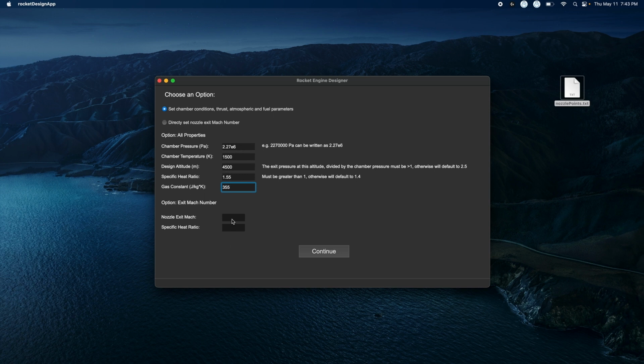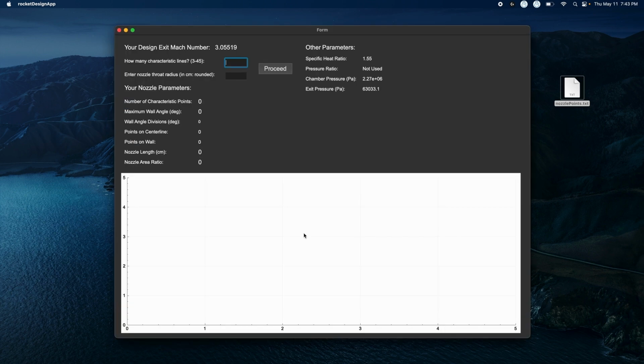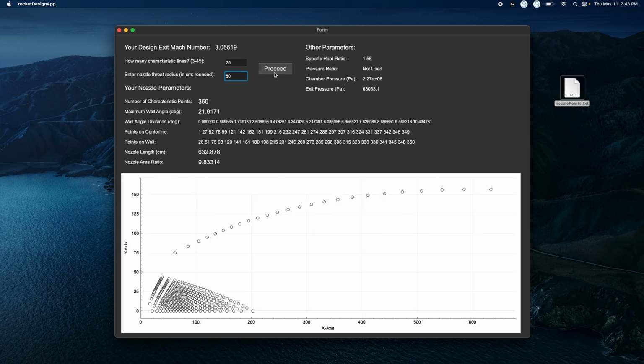Now if I do all this, I cannot set anything here because the field is blanked, because you cannot do it, right? You can choose one or the other. So press continue. My Mach number is 3.05. So you see it calculates it from the get Mach and then the backend here. So let me try, let's say 25 lines, and my nozzle radius as 50 centimeters. I'll make it big. So that's my nozzle there.